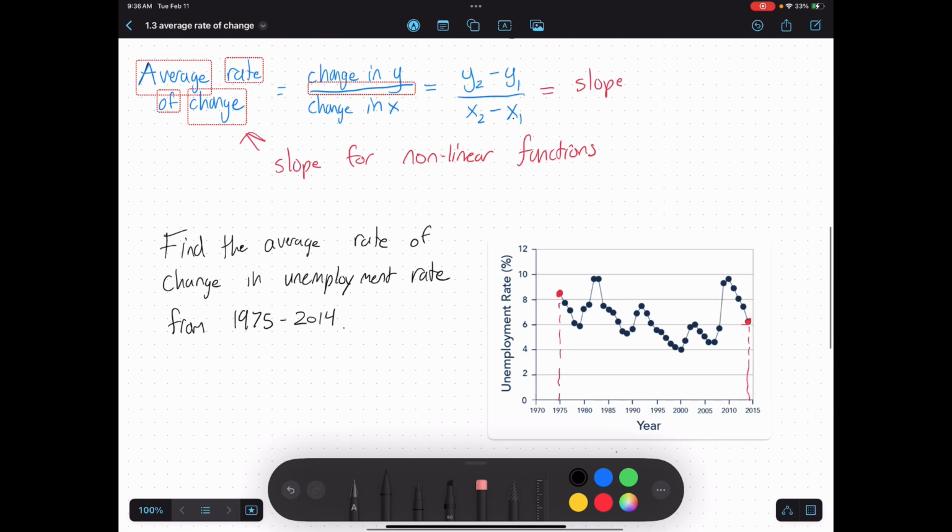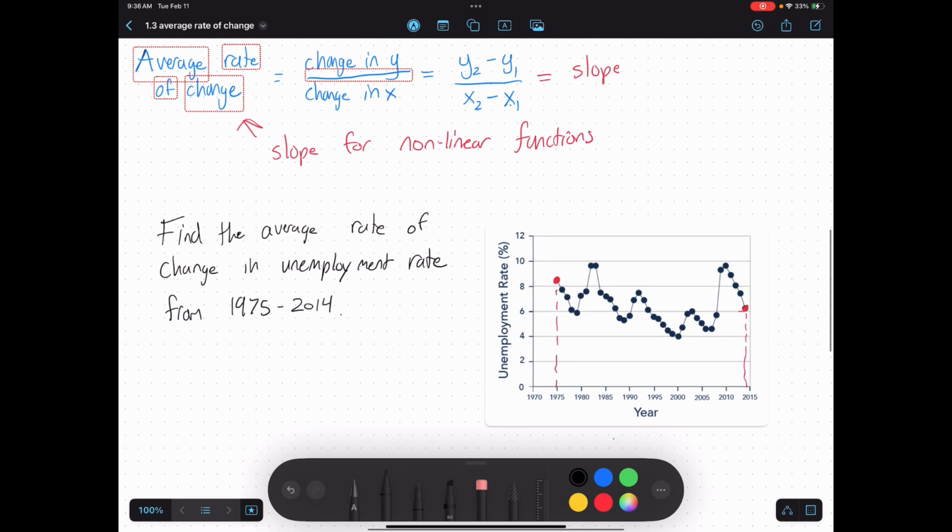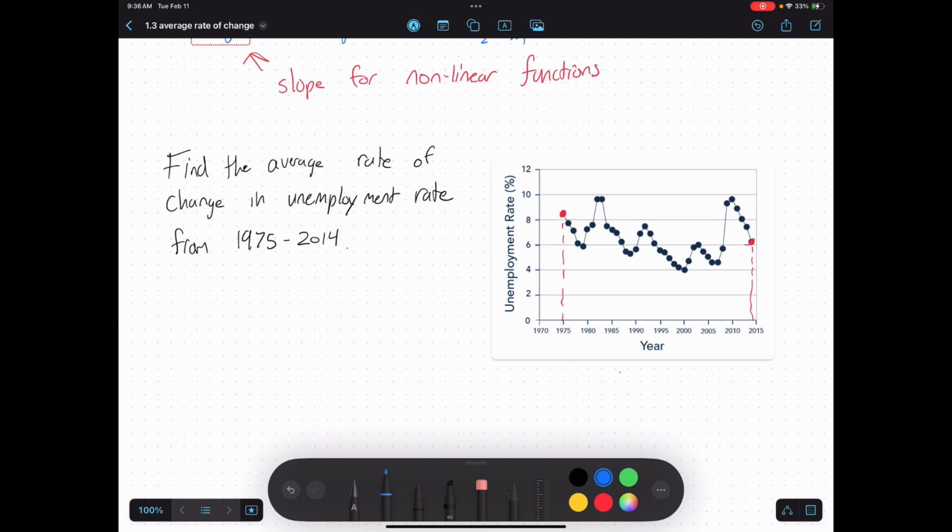To calculate this, I'm just going to use this slope formula. But in order to do that, I need x values and y values. So what are my x values? My x values are just these years. Year, in my case, is my x value. So those are the x values that I'm going to use in the bottom of the function. What are my y values? Well, to get the y values, I need to estimate where these points are at. So we're going to call this 8.4, and we're going to call this one about 6.2.